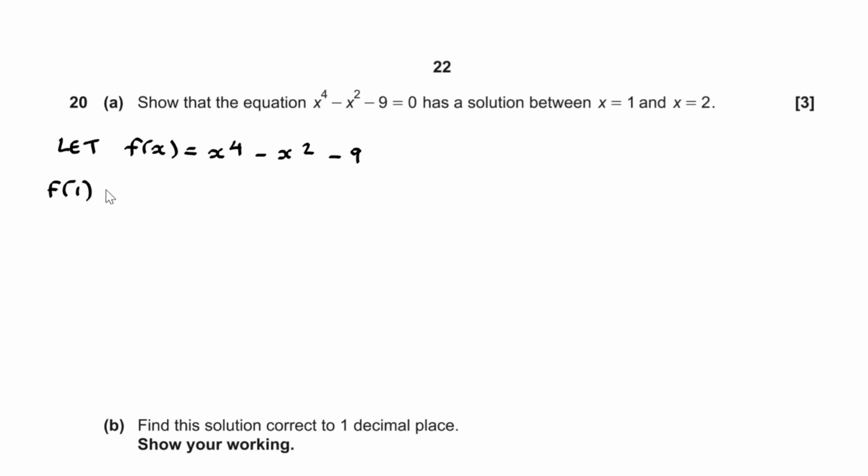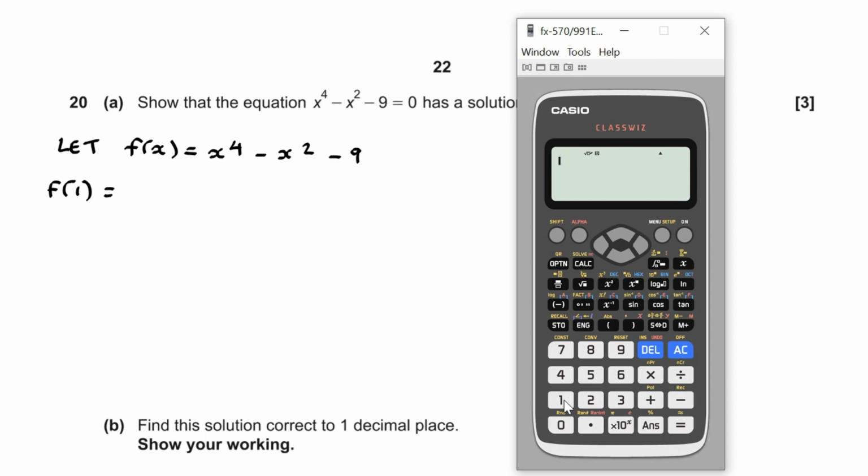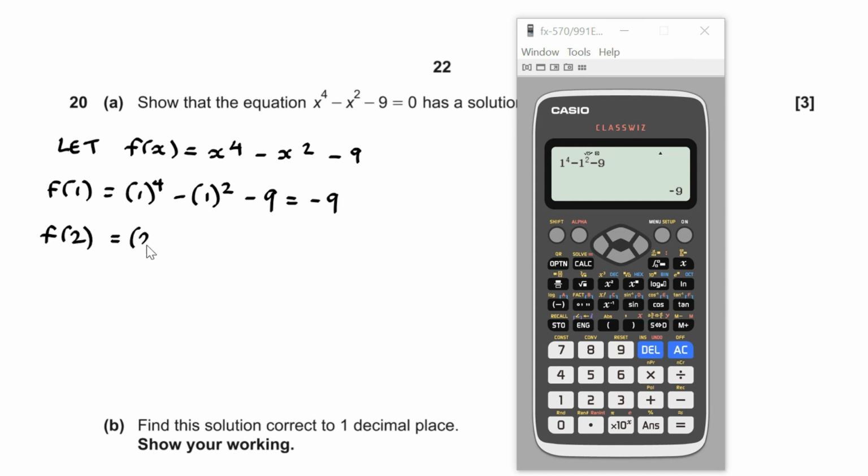And if we work out what f of 1 is, we've got 1 to the 4 minus 1 squared minus 9, which equals minus 9. And f of 2, that's equal to 2 to the 4 minus 2 squared minus 9, which is 3.